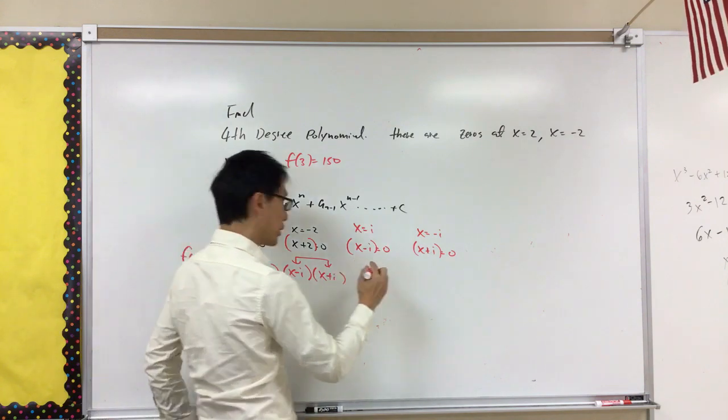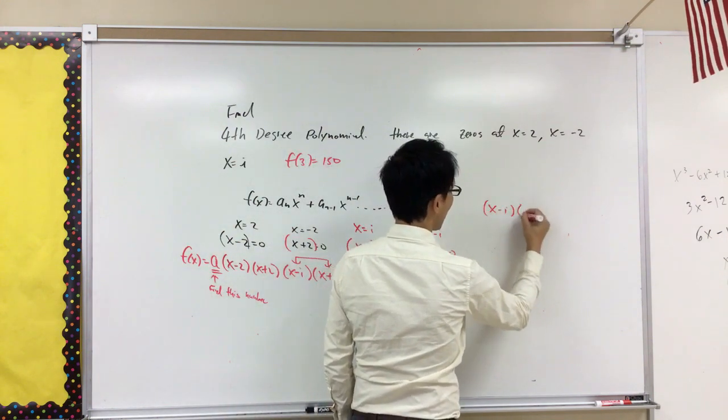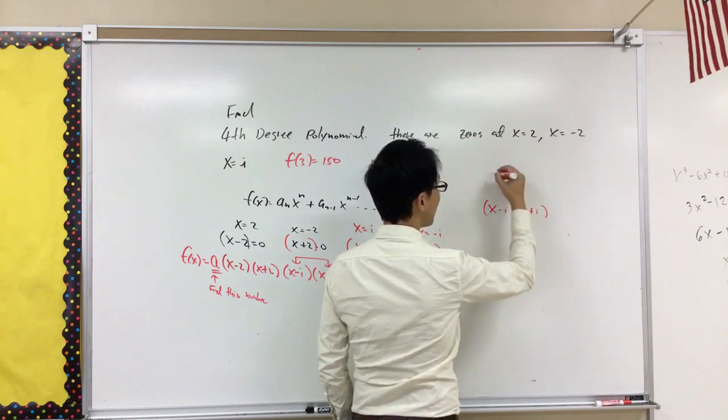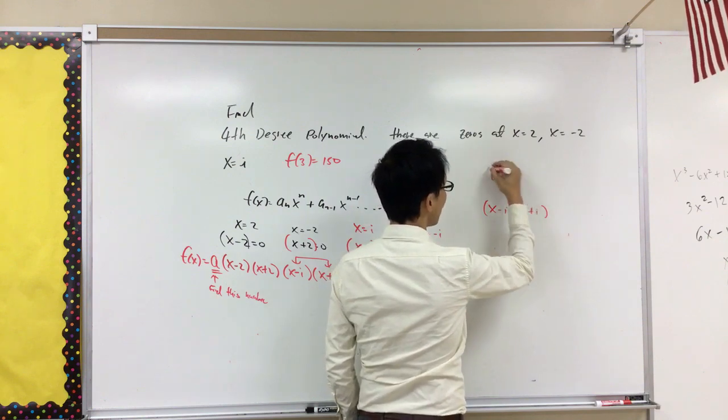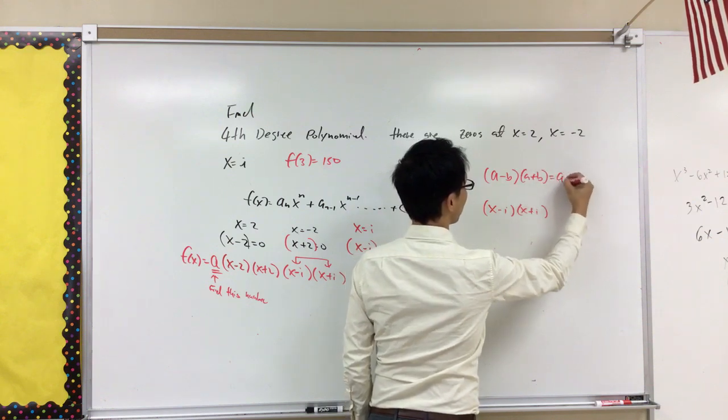Good, because if you think about it, I'm going to do this on the side. So x minus i times x plus i. We think of it as a minus b times a plus b. What is that equal to? A squared minus b squared.